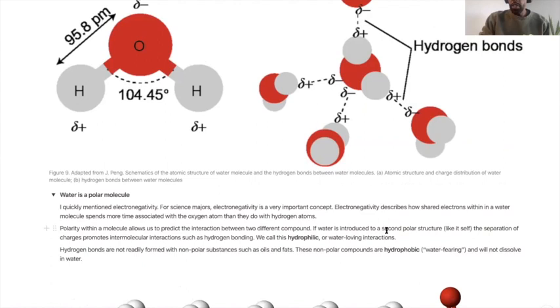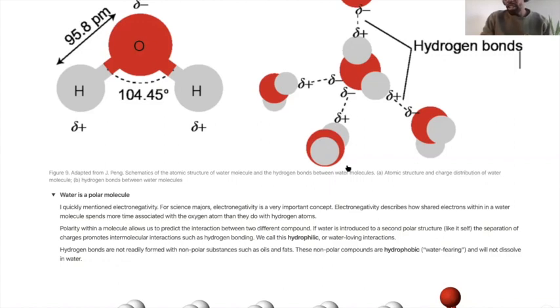So if water is introduced to a second polar structure like itself, the separation of charges promotes intermolecular interactions such as hydrogen bonding. So that explains why we have this hydrogen bonding. If you have a polar molecule where the oxygen is slightly negative and the hydrogen of a second molecule is slightly positive, the second molecule is going to rearrange itself so that the positive side is closer to the negative side. And you have this interaction here, similar to two magnets. You put the north and south poles together, they interact. So this interaction is what we call hydrogen bonding.